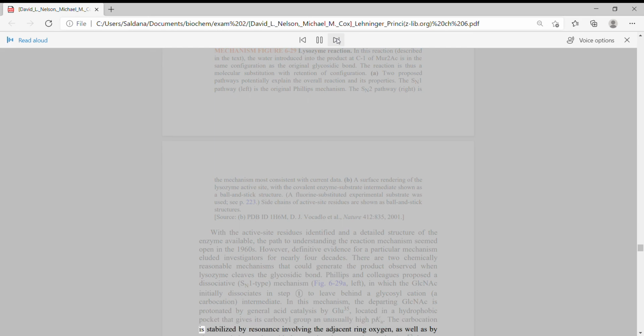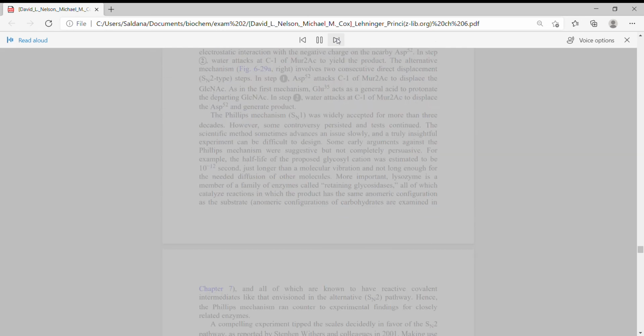The carbocation is stabilized by resonance involving the adjacent ring oxygen, as well as by electrostatic interaction with the negative charge on the nearby Asp52. In step 2, water attacks at C1 of MurNAc to yield the product. The alternative mechanism, Fig. 6-29, right. As in the first mechanism, Glu35 acts as a general acid to protonate the departing GlcNAc. In step 2, water attacks at C1 of MurNAc to displace the Asp52 and generate product.